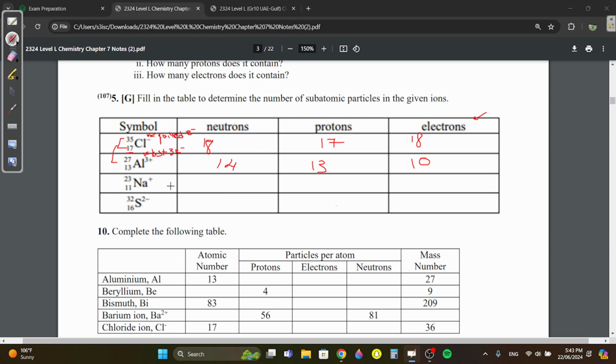Here, neutrons 23 minus 11 is 12. Protons will just be 11, and the electrons would be 11, but it lost 1 to become plus 1, so 11 minus 1, 10. Here, neutrons 32 minus 16 is going to be 16. Protons would be 16. And then electrons, since it gained 2, it's 16 plus 2, that's 18.